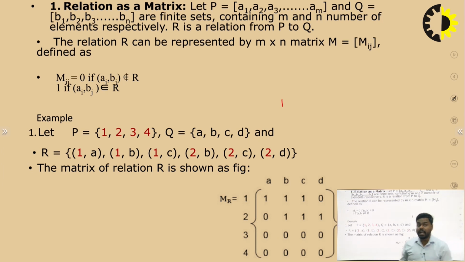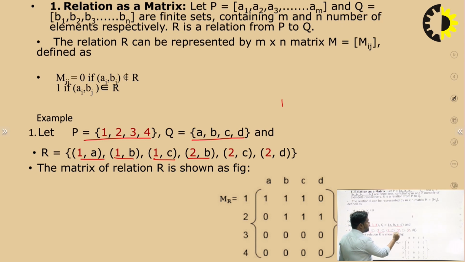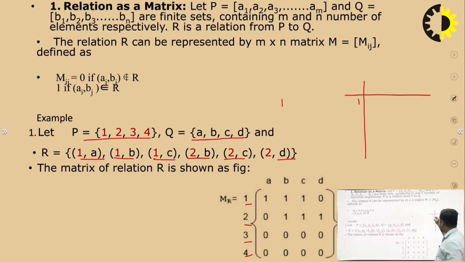Here is an example where the set P is 1, 2, 3, 4 and Q is A, B, C, D, and the relation is given as 1A, 1B, 1C, 2B, 2C and 2D. To create the matrix form, P has 1, 2, 3, 4 written as rows, and Q has A, B, C, D written as columns.